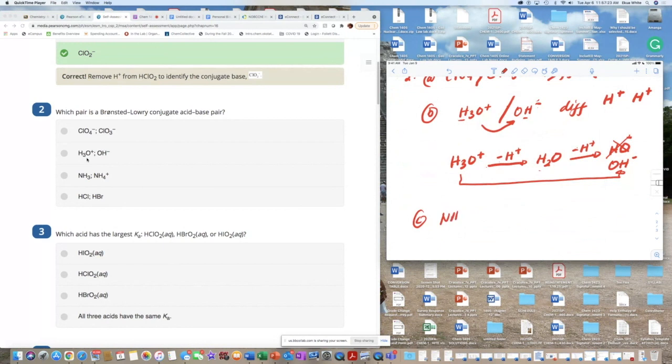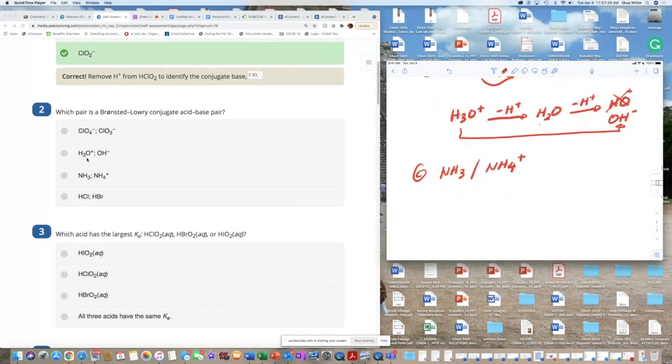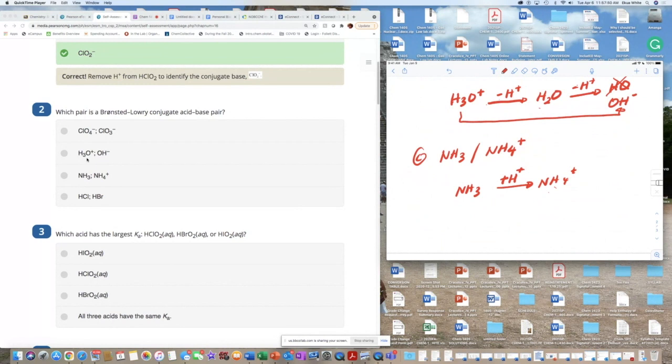Where was I? C, NH3 and NH4. Okay, let me see. Going from NH3 to NH4, I see that we have an additional H, an additional positive. So the difference between these two is an H plus. I think the answer is C, but just to check, HCl, HBr. Wait a minute. They have the same number of H's. So for sure, my answer is the third one.